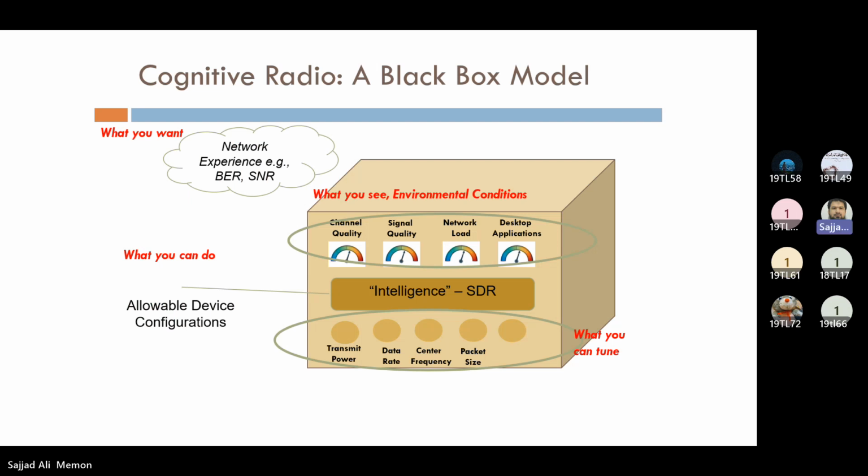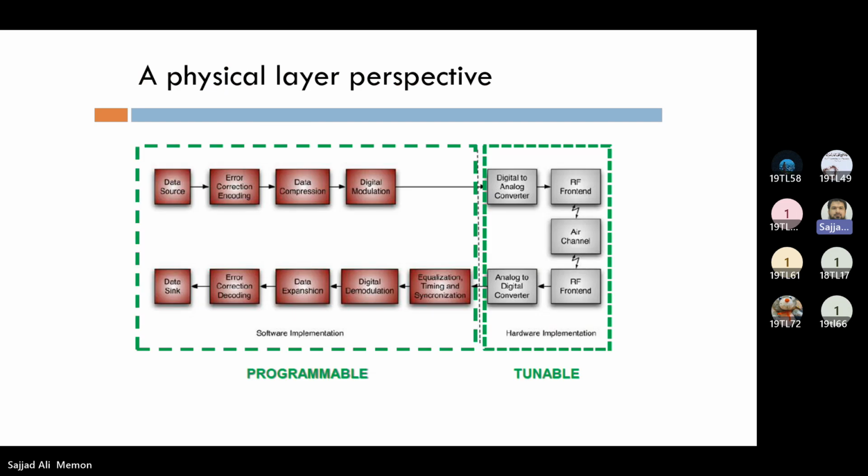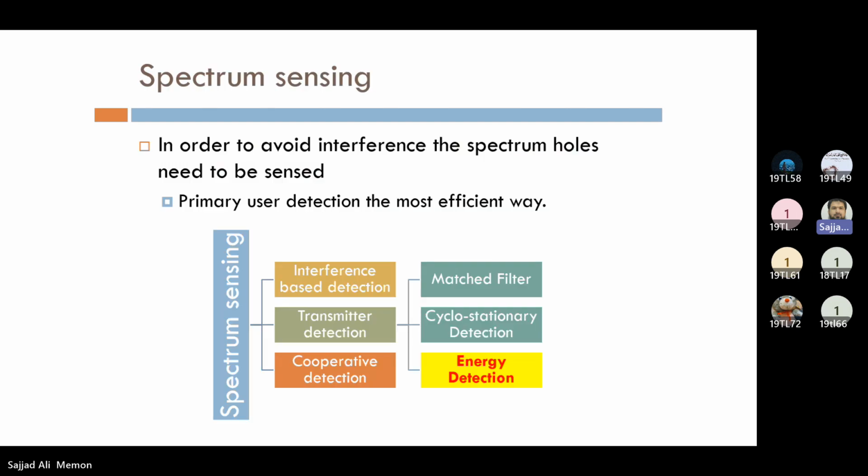It's a black box and an intelligent SDR that can tune its parameters in a flexible manner. Network experience example: bit error rate, SNR, what you see; environmental conditions, what you can tune; allowable device configurations. So from a physical layer perspective, one is programmable, one is tunable. So it's not something fixed that can only be used in one application. It can adjust to any particular configuration.